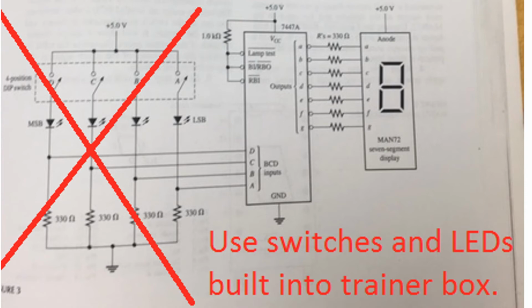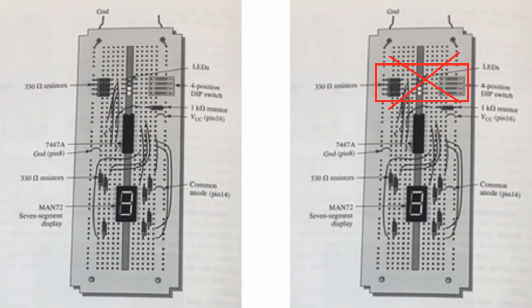We're going to use the switches that come with the digital trainer box, and we're going to use the LEDs that come with the digital trainer box. That lets us avoid this whole portion of the circuit that's X'd out. We don't have to recreate that if we're using a digital trainer, and you would need to recreate it if you're just using a breadboard.